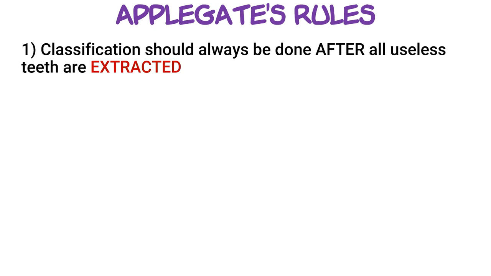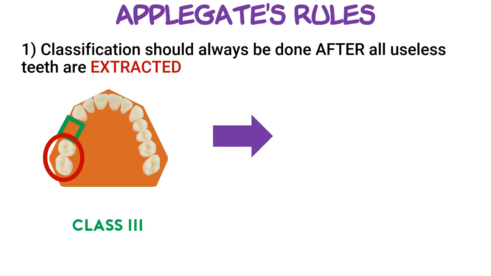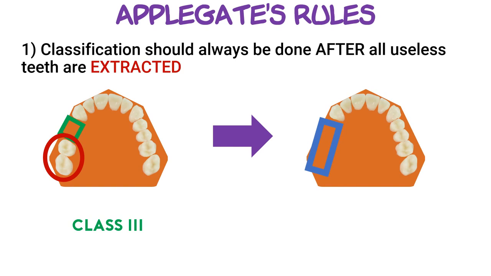Rule number 1 says that the Kennedy classification should always be done after all useless teeth have been extracted. Take this arch for instance. Here we have a single edentulous area that's surrounded by teeth both on the front and the back. Thus, this would be a Class 3 classification under normal circumstances. However, if those back molars are due for an extraction, then we must take that into account and treat them as missing teeth before we make our classification. Thus, instead of our original Class 3 classification, we now have a unilateral edentulous space that's posterior to the rest of the teeth, which corresponds with the Class 2 classification.